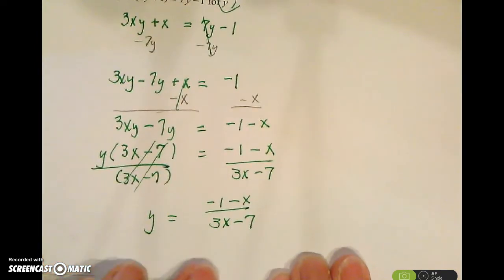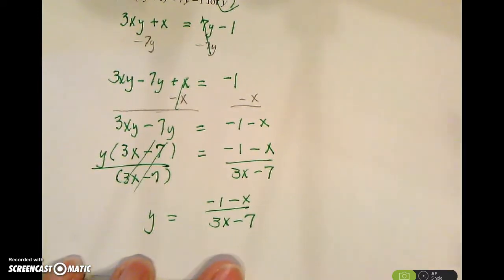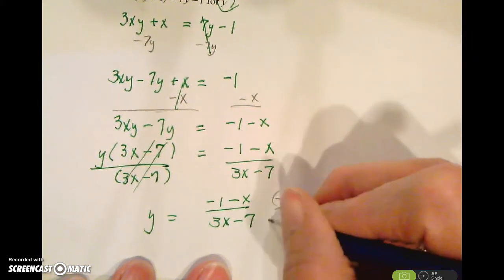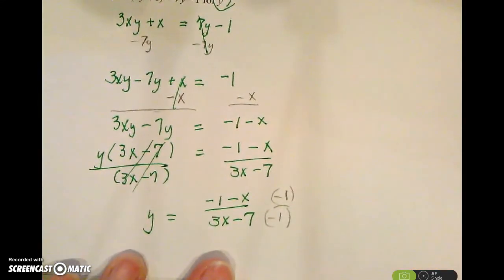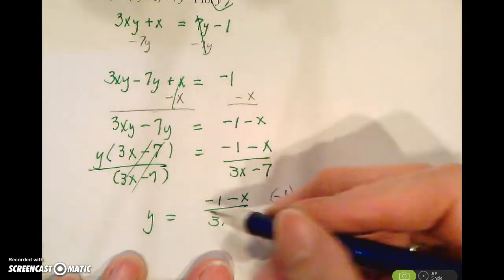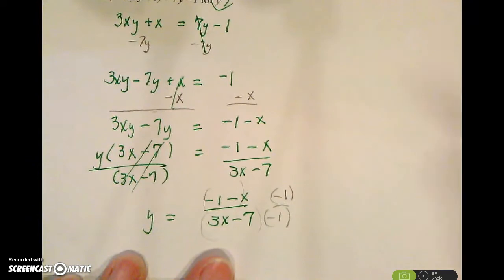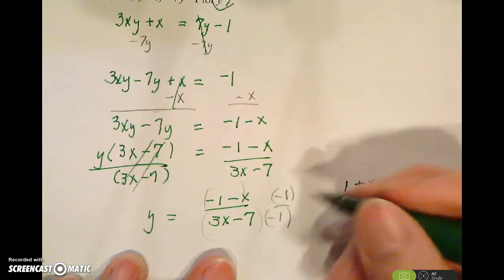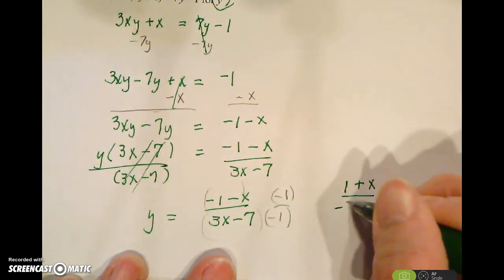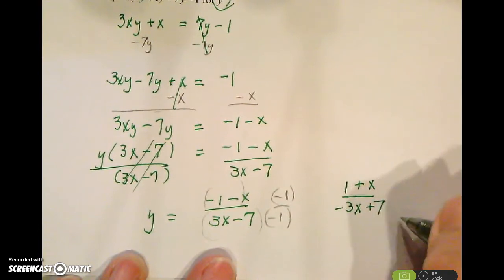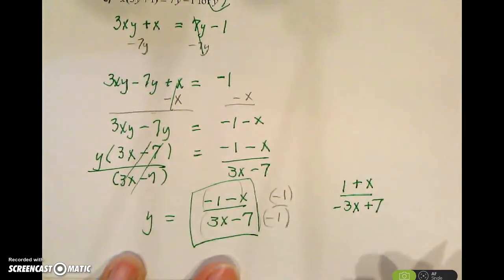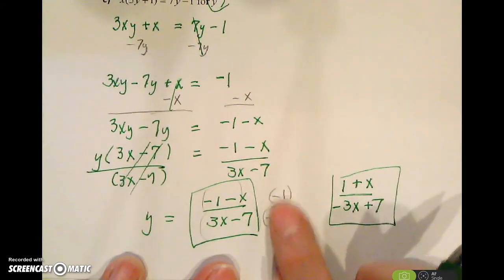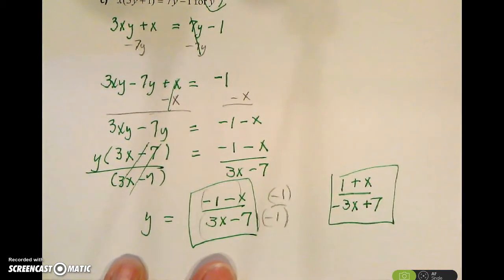So there it is. Just one comment, I'll show you. If I were to multiply by a clever one, which is like negative 1 over negative 1, and distribute that through this parentheses here, it would give me a positive 1 and a positive x over a negative 3x and a positive 7. So that would also be an answer. I multiplied by a clever 1 right there to get that. All right.